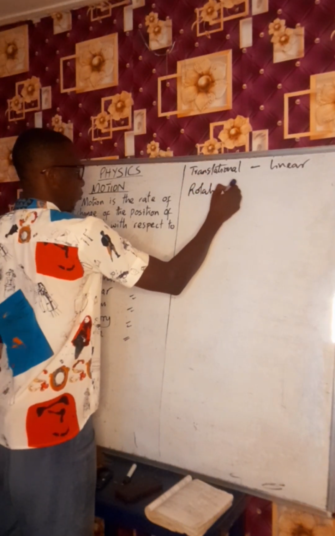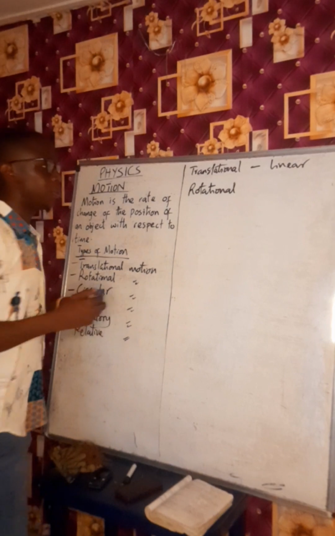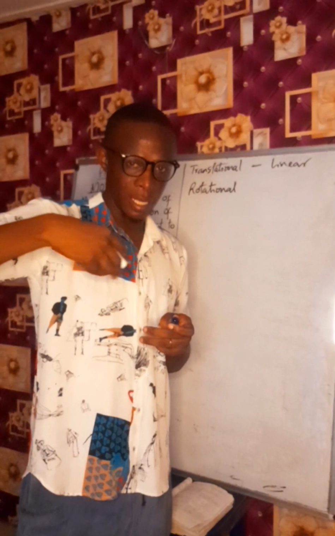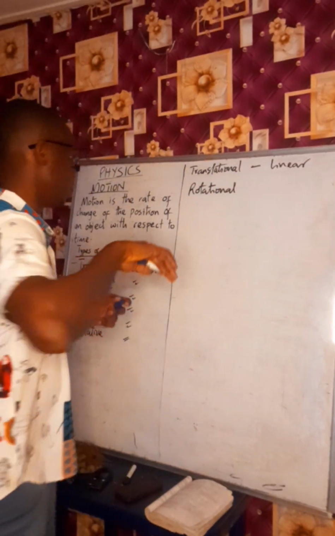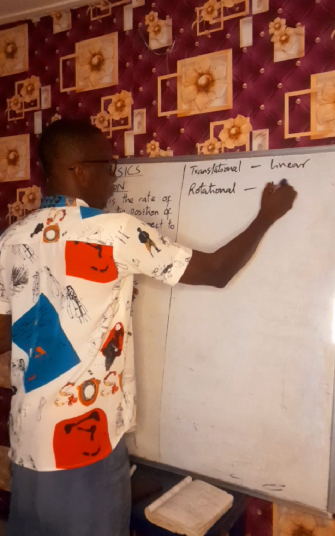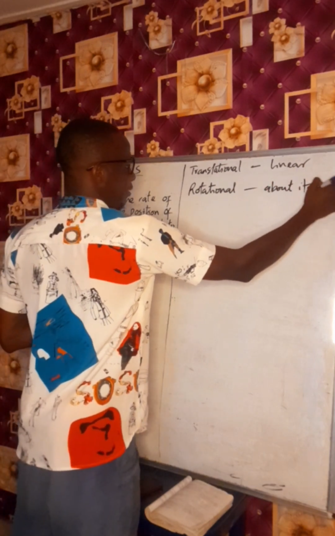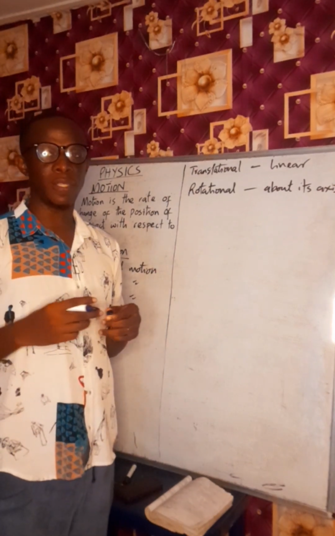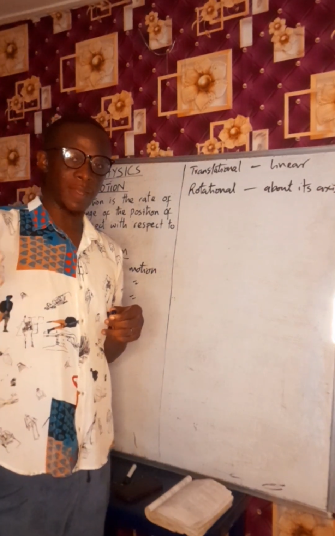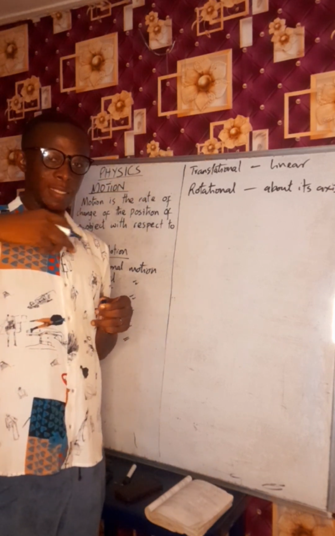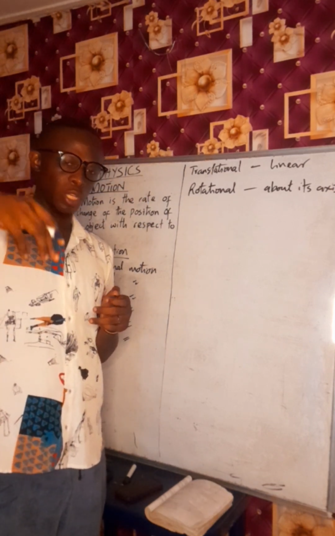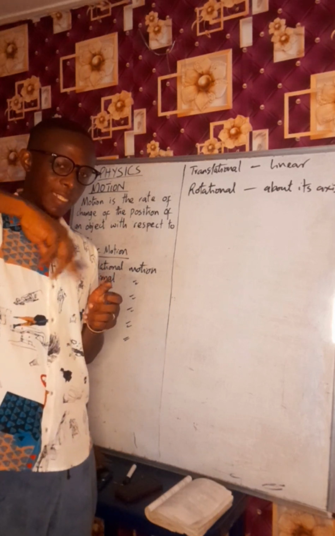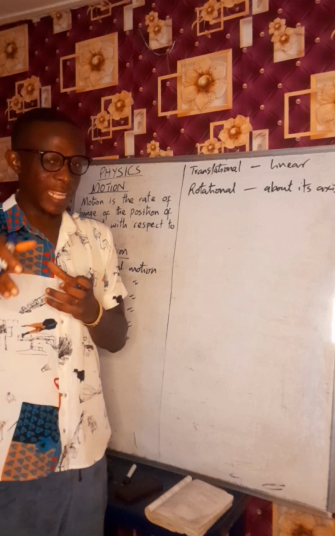Now the next is rotational motion. Rotational motion is the movement of a body about its axis. About its axis. For example, we have the movement of the Earth or other planets around the Sun, which is known as circular motion. But for rotational motion, when the Earth is rotating about its axis, which causes what? Which causes day and night.